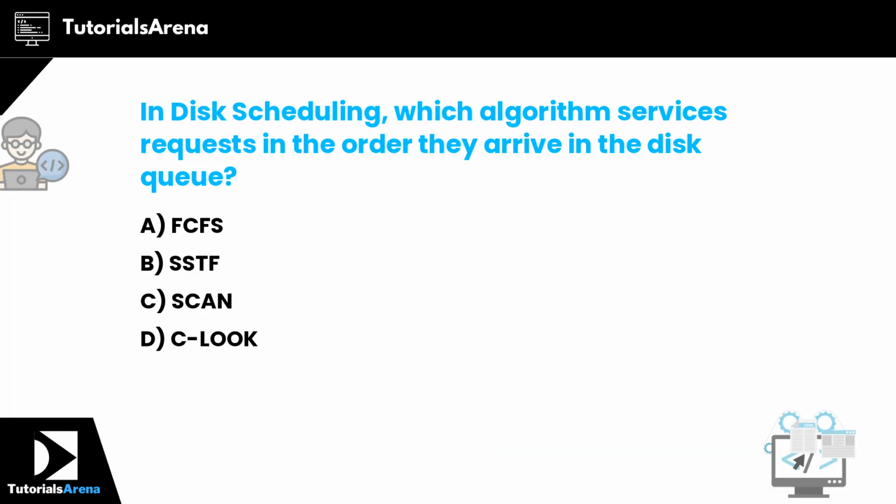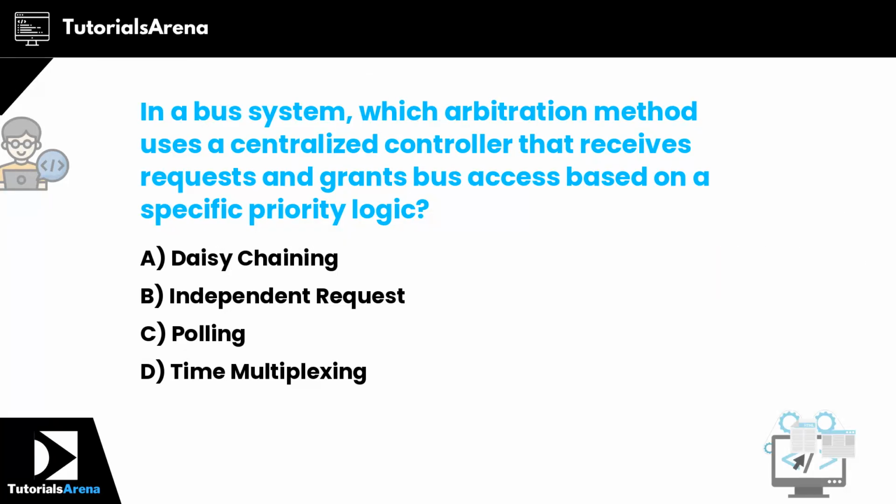In disk scheduling, which algorithm services requests in the order they arrive in the disk queue? The correct answer is option A, FCFS. In a bus system, which arbitration method uses a centralized controller that receives requests and grants bus access based on a specific priority logic? The correct answer is option B, independent request.